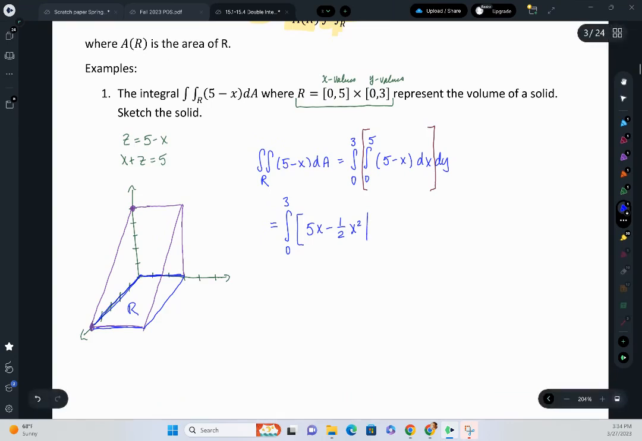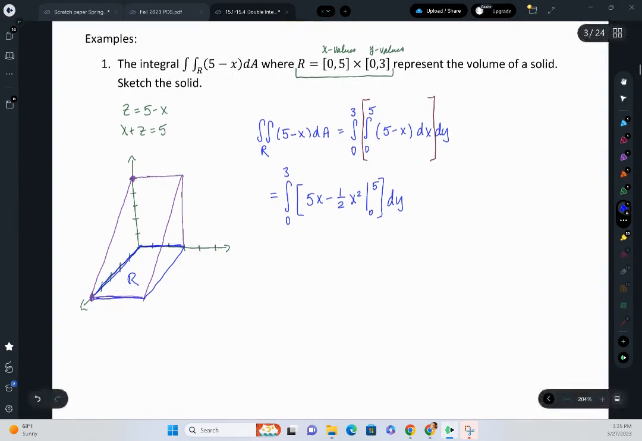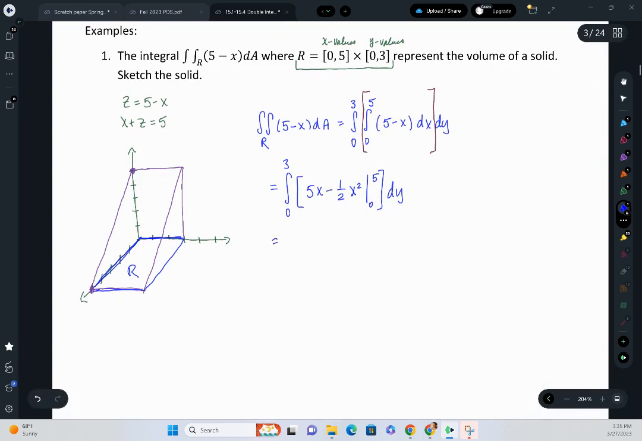And I'm going to evaluate that from 0 to 5. After I evaluate that, then I'll be able to integrate with respect to y. So I have my dy on the outside on the right, and I have my integral on the left on the outside. So inside, I'm going to have a new integrand, but I need to evaluate to figure out what it is. So I'm going to go ahead and figure that out.